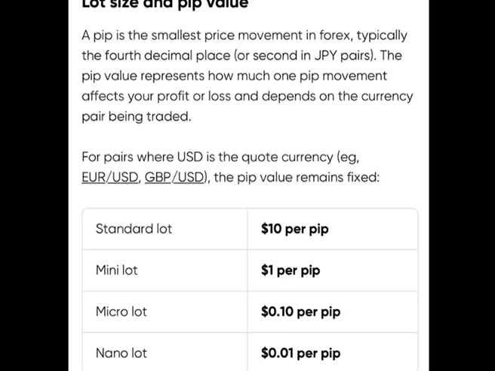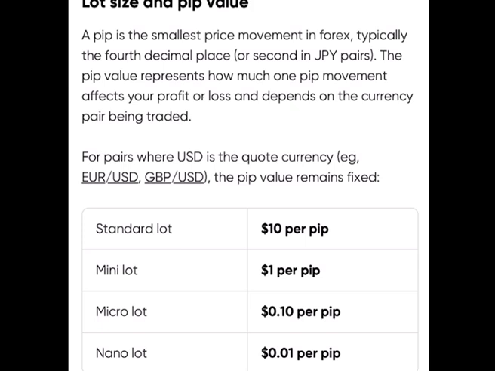So, lot size and pip value. Like I told you in my other video, a pip is the smallest movement in the Forex market, the percentage. So we have different types of lot sizes. We have standard lots, we have mini lots, we have micro lots, we have nano lots, right?